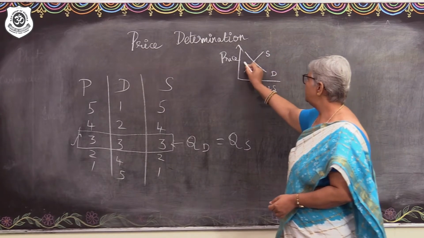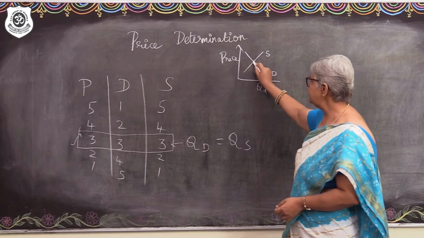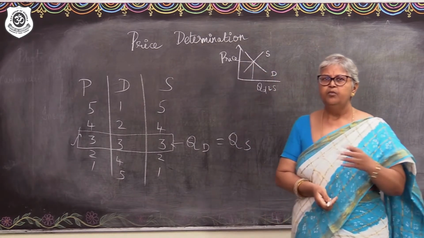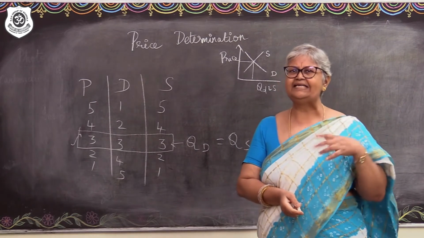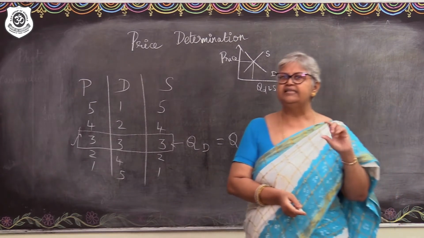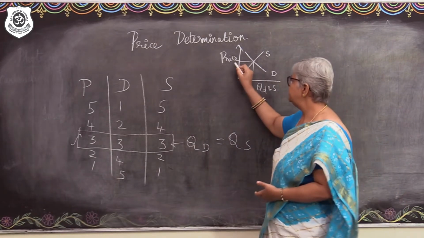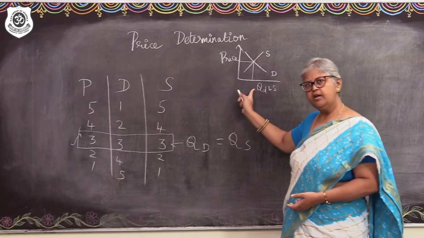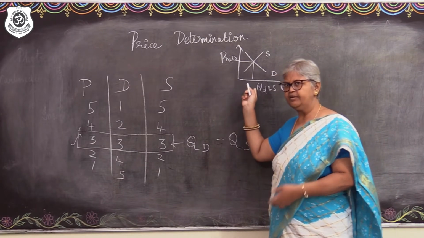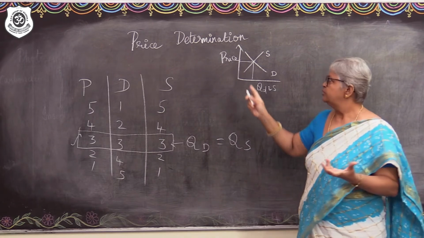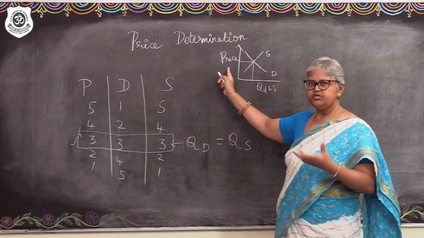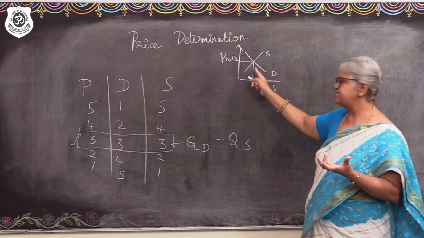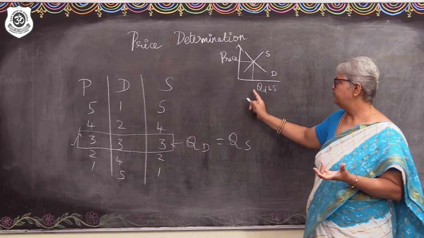So, wherever the quantity demanded is equal to the quantity supplied, or as per the diagram, where the demand curve is intersecting the supply curve, at that particular point, the equilibrium price and the equilibrium output that is transacted in the market is determined. So, equilibrium price or the market price is the price where the quantity demanded is equal to the quantity supplied, right?